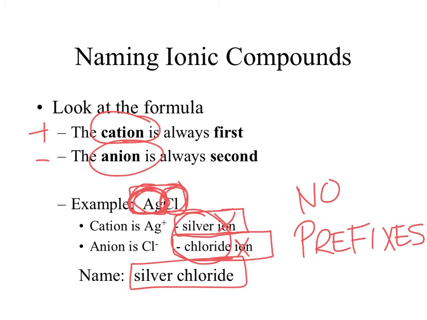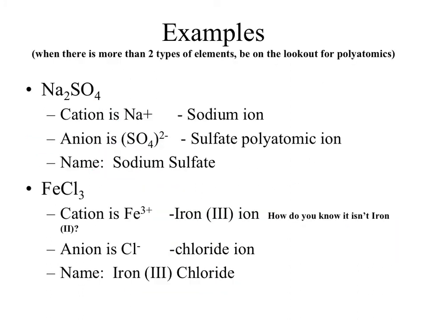But again, no prefixes. So what if you come across a compound like this and you go, whoa, that's a lot of elements. I don't know how to name that. This is impossible. No, it's not. Relax. Take a look and see if there's anything you can group together and make a polyatomic. That's probably what it is.